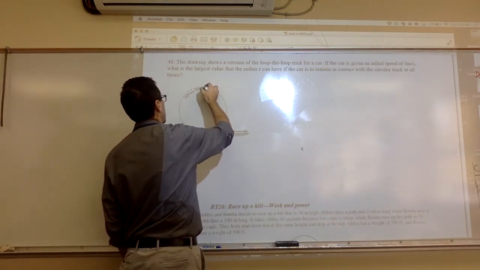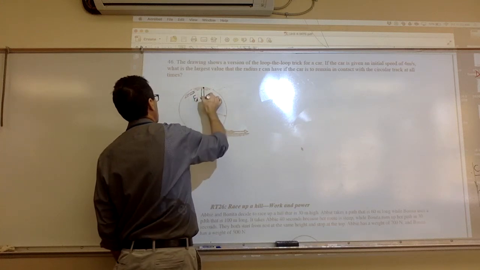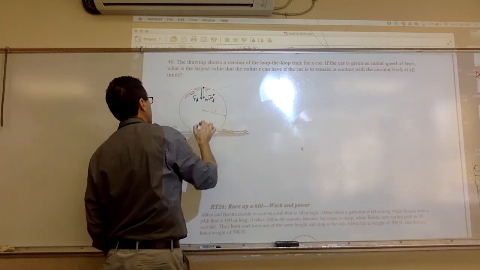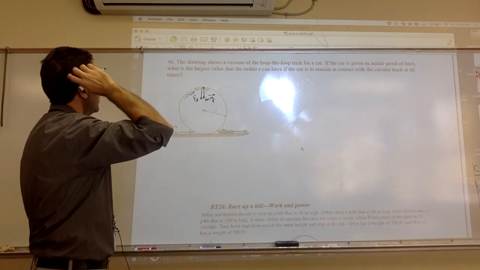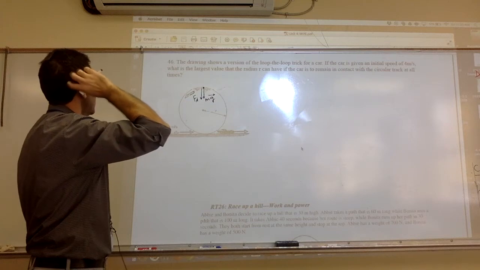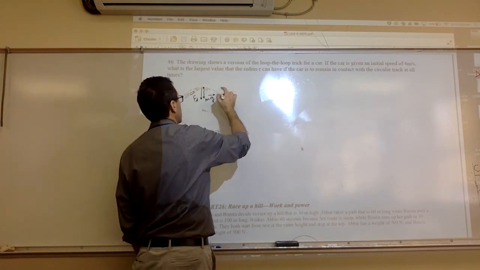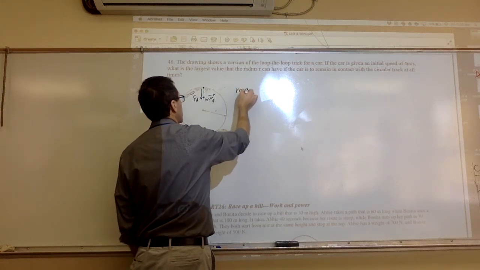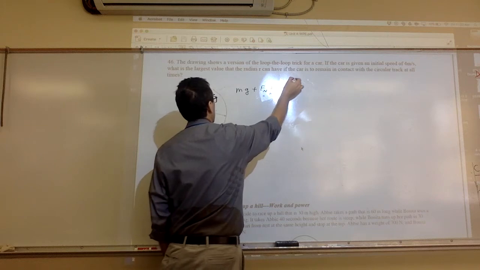So when the car is up here, we have the Fn and the mg acting on it. I'm going to do a combination of conservation of energy and circular motion, right? So I'm going to start with the circular motion business. The centripetal force, which is mg plus Fn, is mv squared over r.